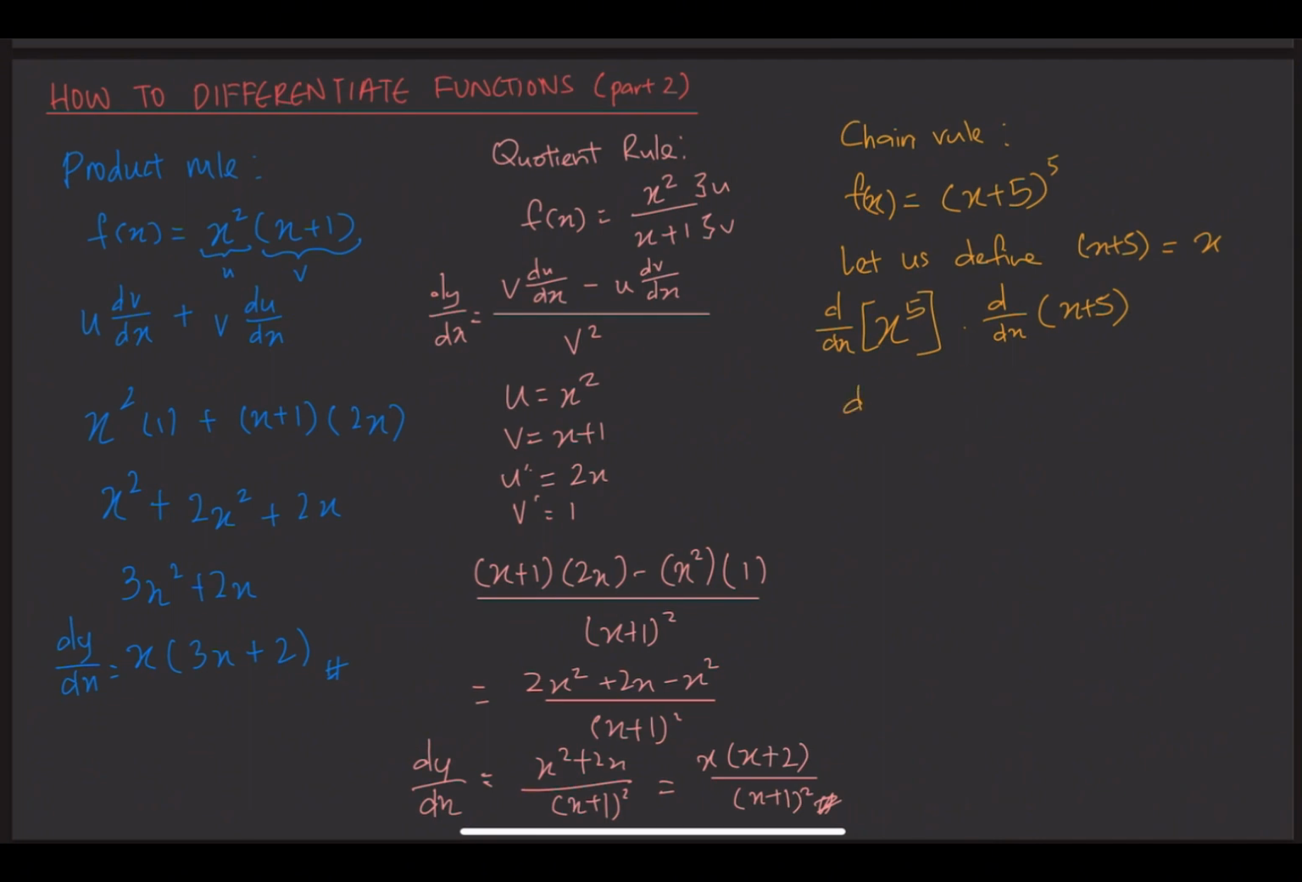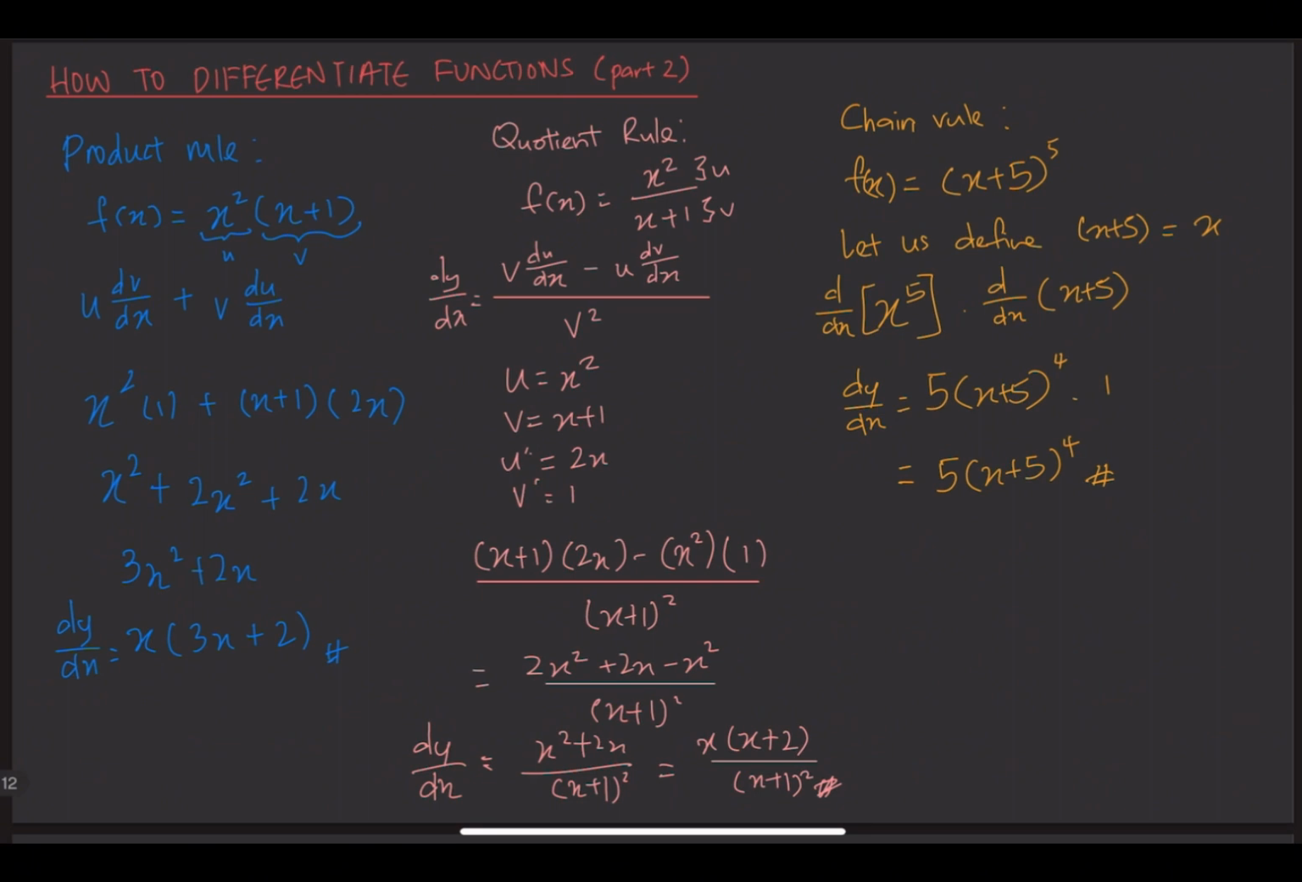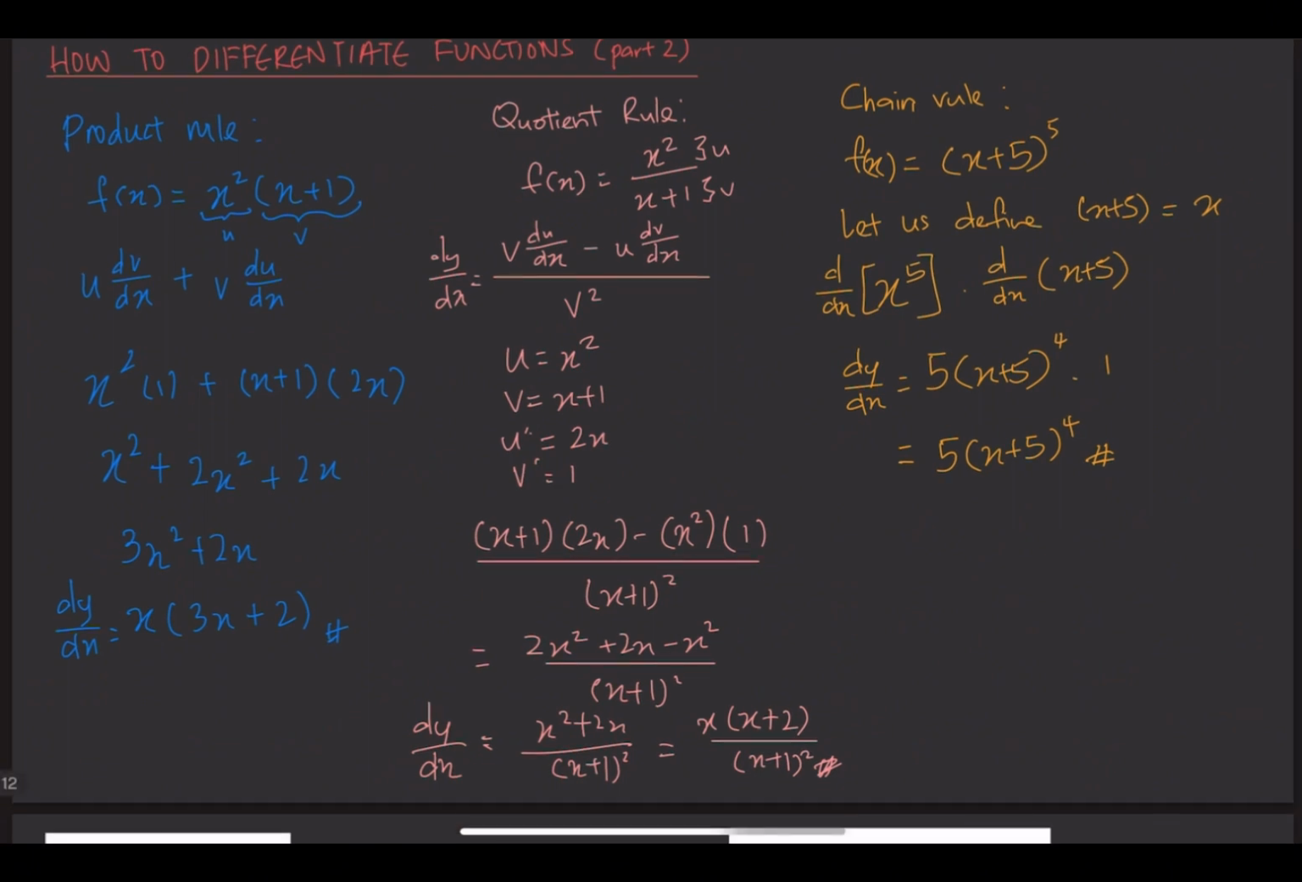Okay, we differentiate and we get 5, bring down, maintain the inner part, minus 1, 4, multiplied by differentiating x plus 5, which gets 1. So your answer is 5x plus 5 to the power of 4. And that is your final answer. Don't worry if you still don't really understand it. We'll be going through some questions below.